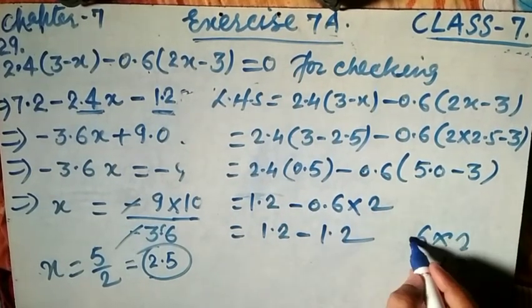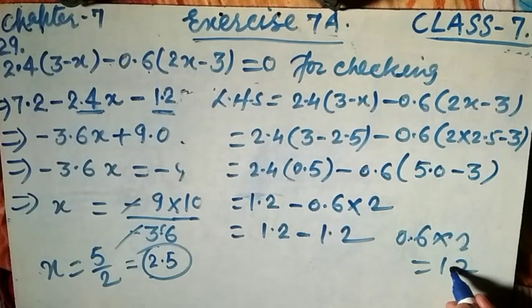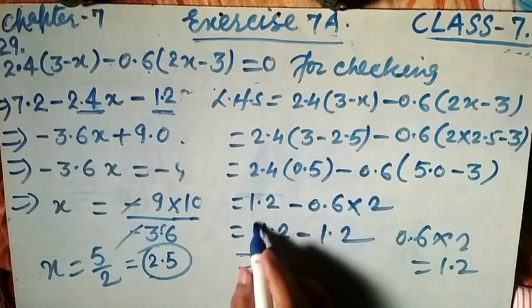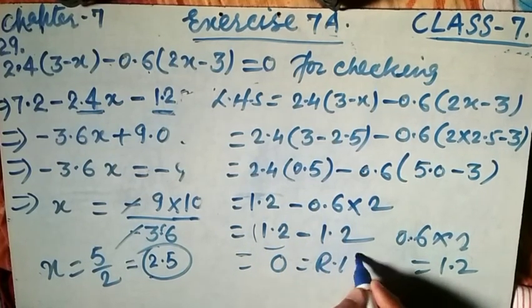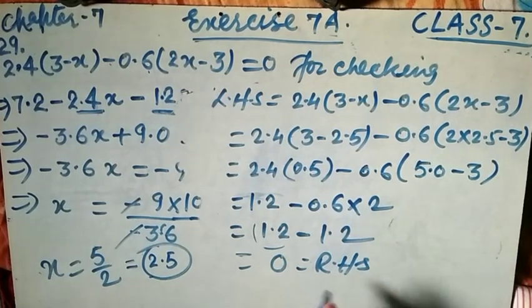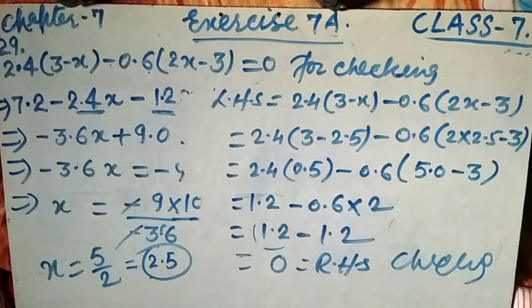Now here is the point. How many digits after the point? One digit, here is the 1. The same numbers with opposite signs become 0, so this is equal to the right hand side, which means left hand side is equal to right hand side. This is checked. I hope you will be clear.